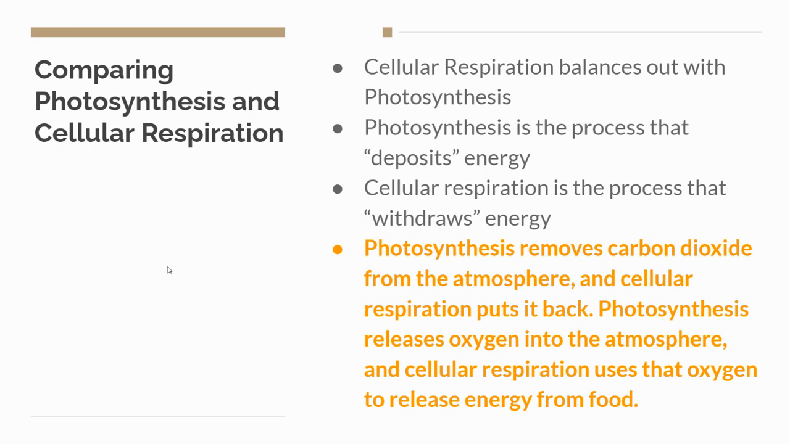So let's take a look. We are on page 313. There's an image there, a global balance, comparing photosynthesis and cellular respiration. Cellular respiration balances out photosynthesis. It's this beautiful process where photosynthesis is the process that deposits energy, and cellular respiration is the process that withdraws energy. Photosynthesis removes carbon dioxide from the atmosphere, and cellular respiration puts it back. Photosynthesis releases oxygen into the atmosphere, and cellular respiration uses that oxygen to release energy from food.